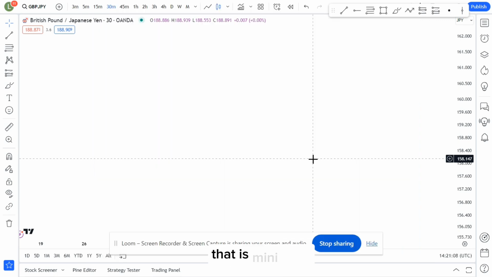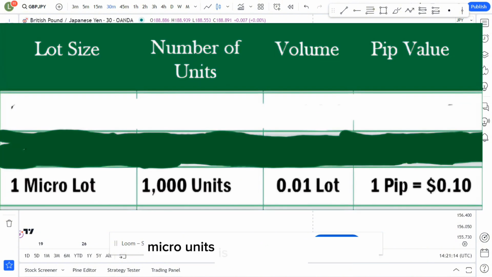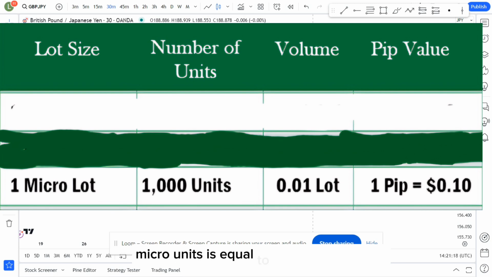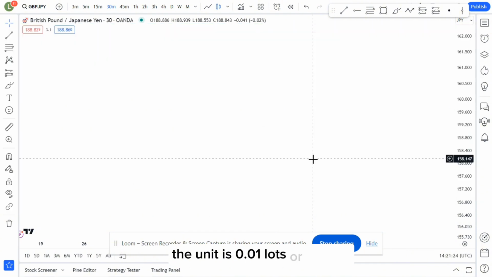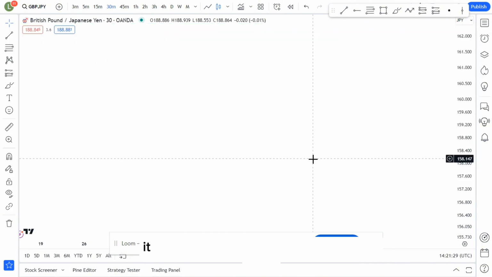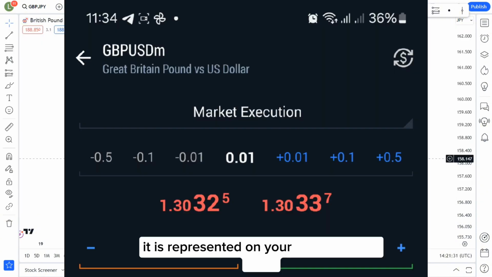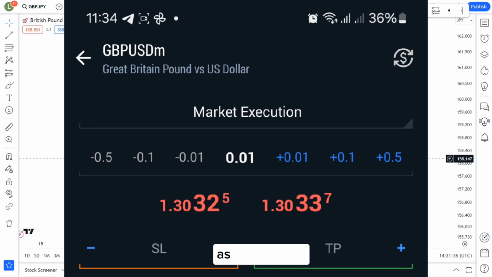That is mini units. Then finally, micro units. A micro unit is 1,000 units of any currency pair. Micro unit is equal to 1,000 volume. The unit is 0.01 lot or volume. It is represented on your MT4 or your MT5 or any other trade execution app that you use as 0.01 lot size.